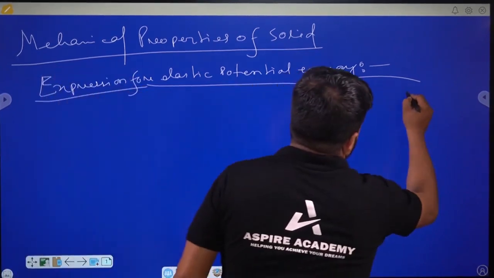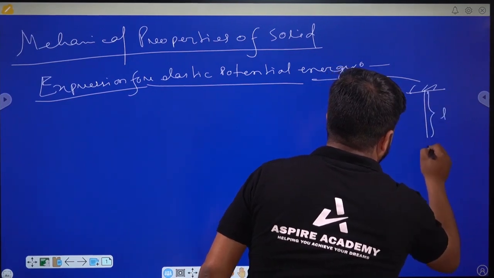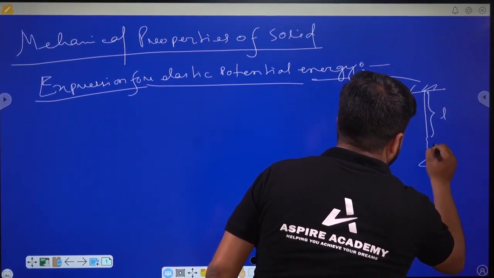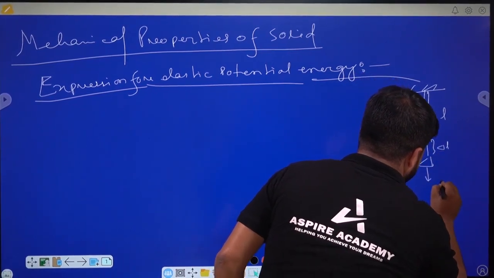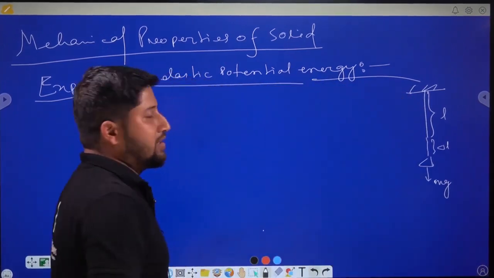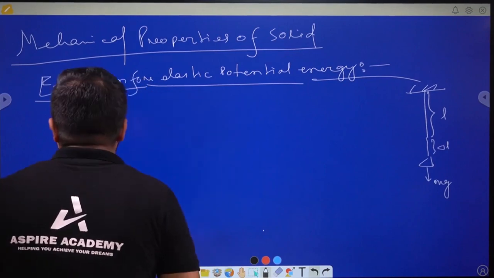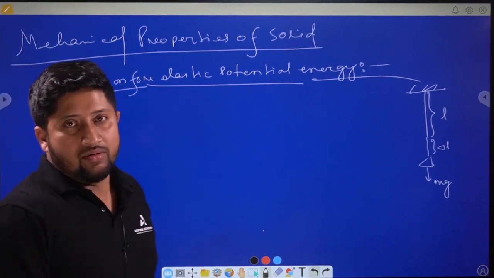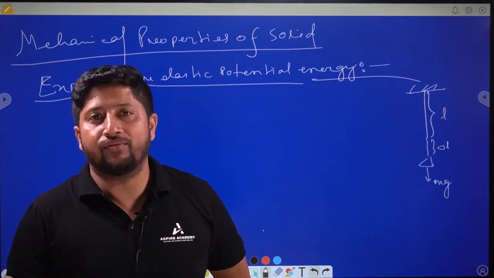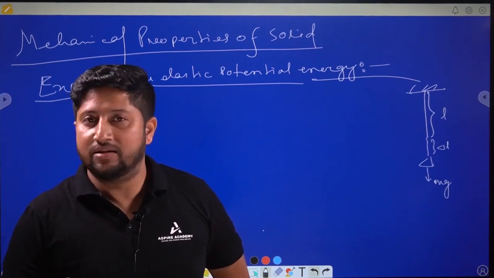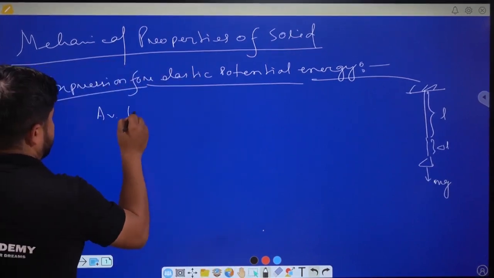Suppose this is a diagram of a wire of length L. Its length increases by an amount called del L, under the force we applied. Initially, what is the force applied to the string? Zero. The final force applied to the string is F.